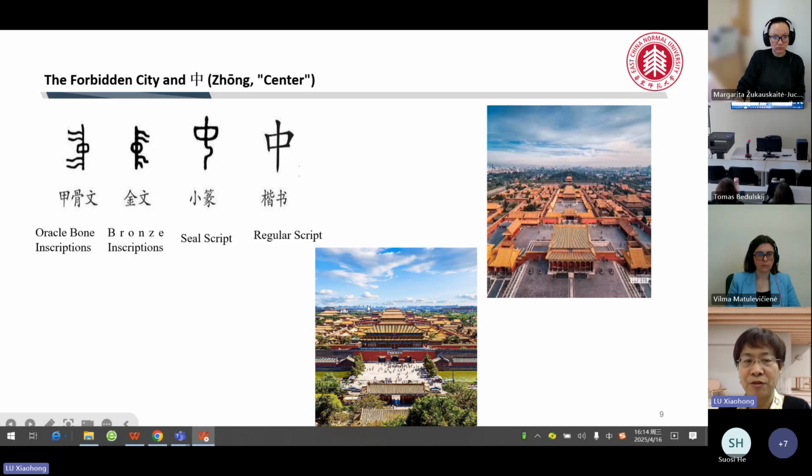Now, if you compare the Forbidden City with the Chinese character Zhong, you will find a similarity between the two. Here is the Forbidden City. You can write it like Zhong. Here is the vertical stroke, or axis, or central line. And here we can see the most important part in the middle. That's the bird's eye view of the Forbidden City. So they share a lot of similarities.